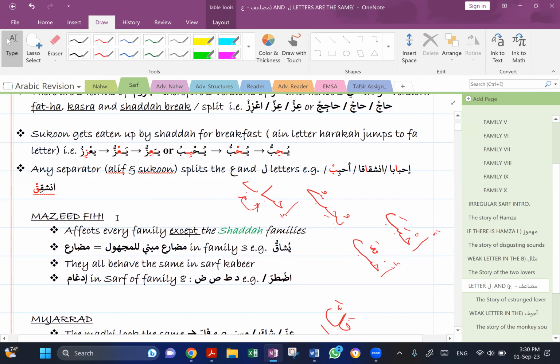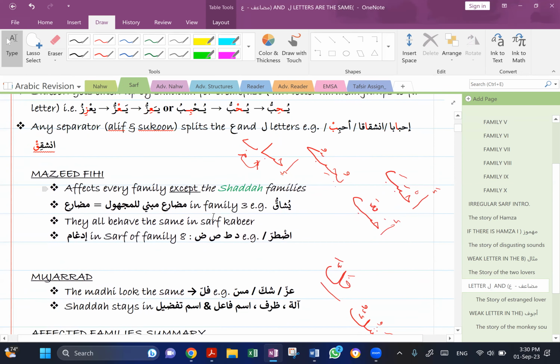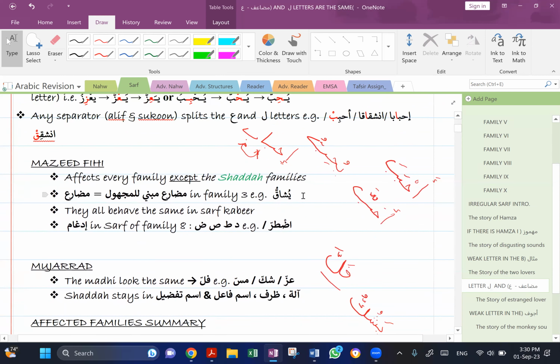Okay, so I wanted us to look at Mazid Feehi today, probably, and then tomorrow we can look at Mujarrad. So we said it affects every family except the Shadda family, and I told you why. The Shadda is already there. You don't need an extra Shadda. It doesn't make any sense, and it will be too intense. And then one other thing to remember is that in the Jahada family specifically, the mudari' looks exactly the same as the mabni lil majhul. The mudari', the active version, and the mudari', the passive version, they look the same.